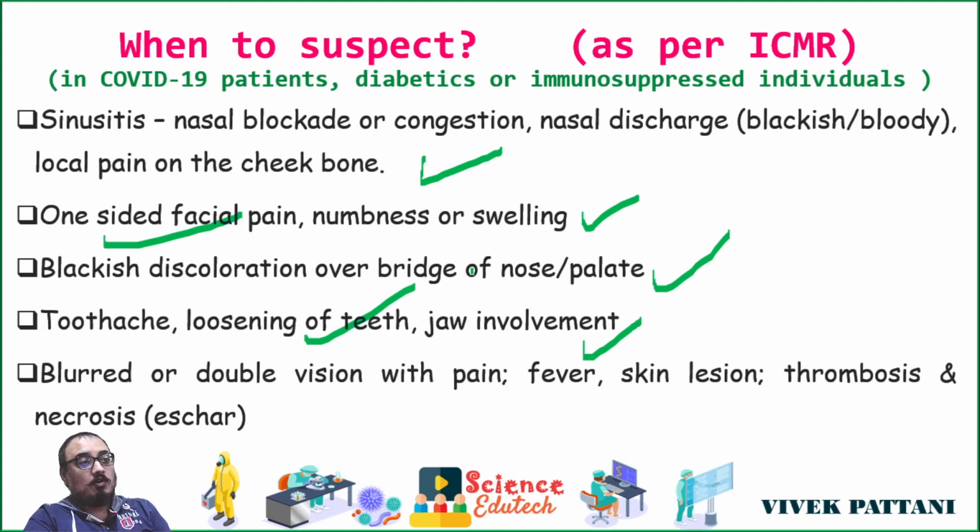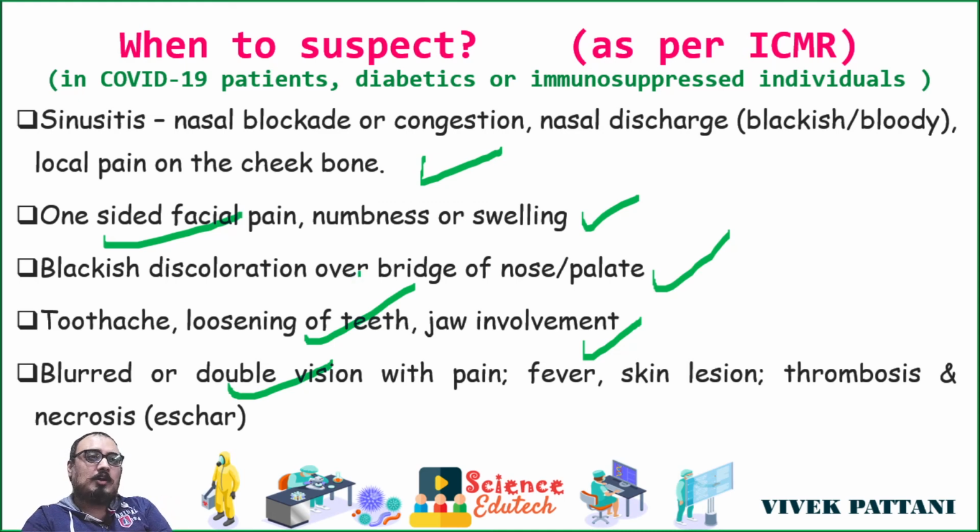Sometimes there is also a problem in your vision. It may be blurred, or you may have double vision with pain in your eyes. Skin lesions also, and sometimes necrosis is found. Other symptoms include chest pain, and sometimes you may have problems in breathing also. These are the signs or symptoms you can suspect as per ICMR guidelines.